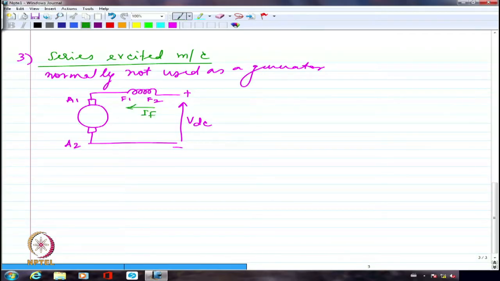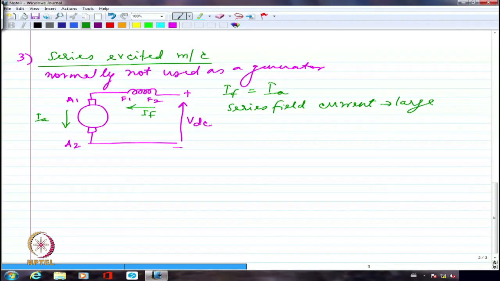If I call this IF and this IA, I'm going to have IF equal to IA. So the current is going to be large. So the series field current is large, as against what we saw for the shunt machine. For the shunt, we said the current is very small, whereas for the series the current is large. So I will have large ampere turns even with a smaller number of windings, a smaller number of turns.